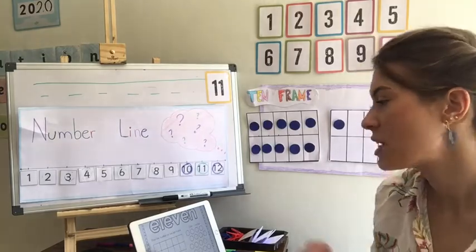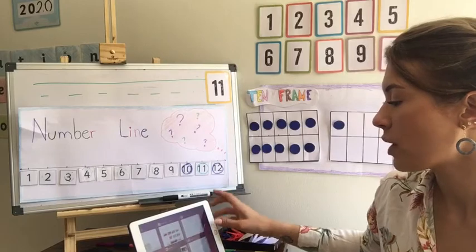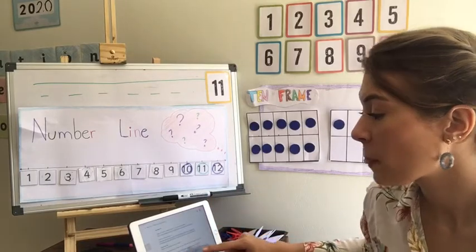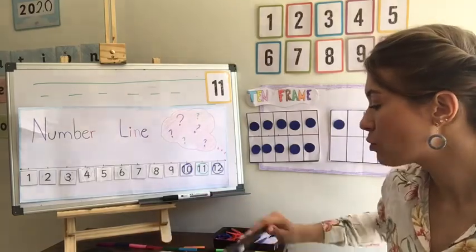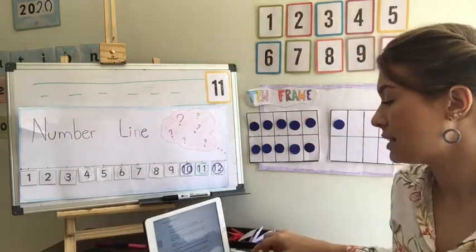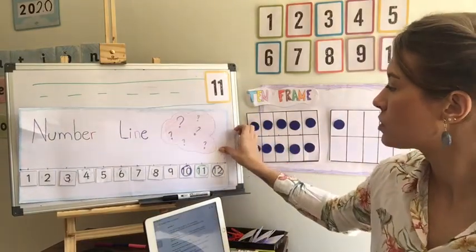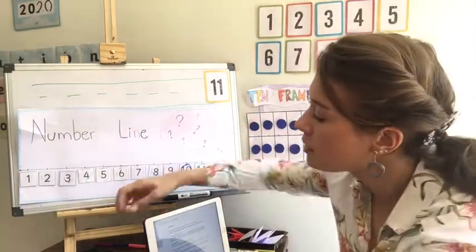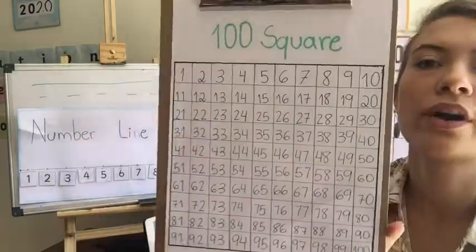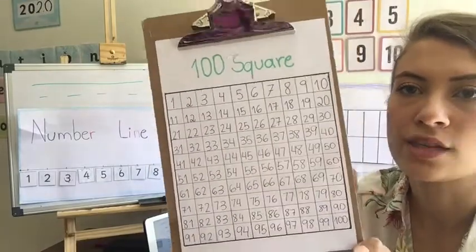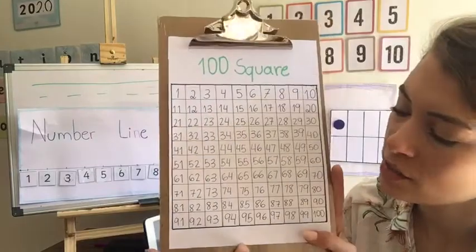Okay, good. Now guys, we are going to be talking about how to skip count by tens. I'm going to leave it over here, and you should have with you your 100 square. As you can see, I made mine here at home.